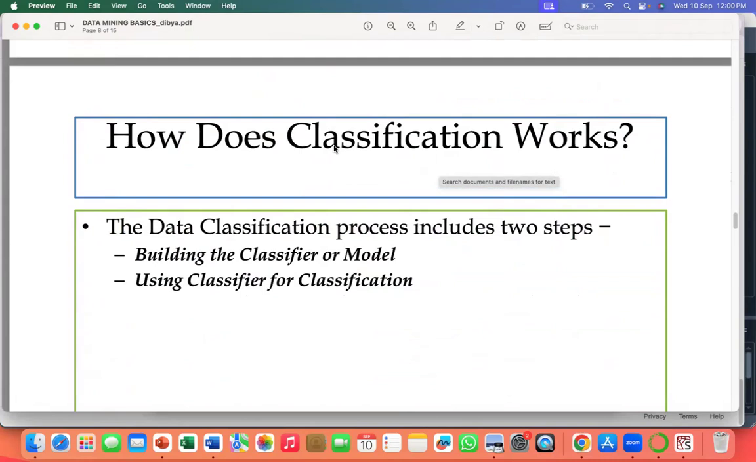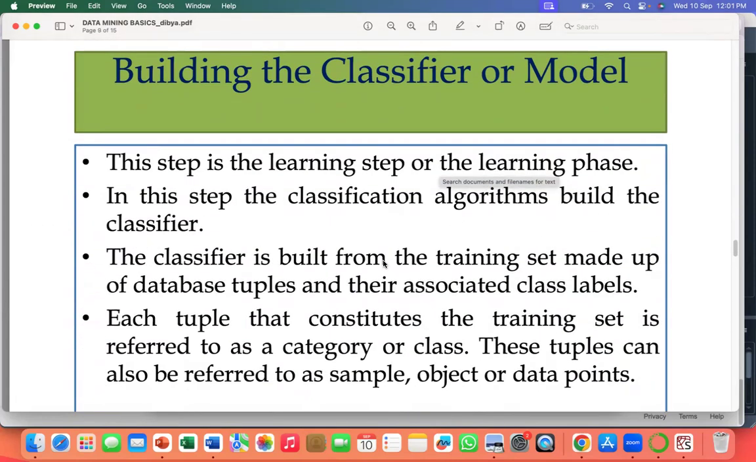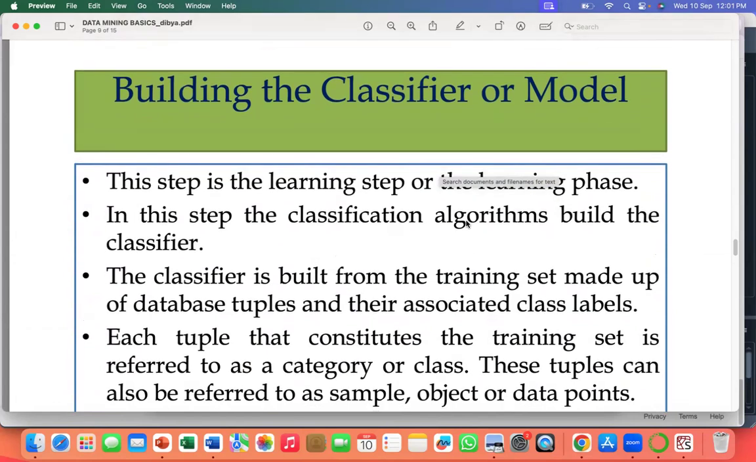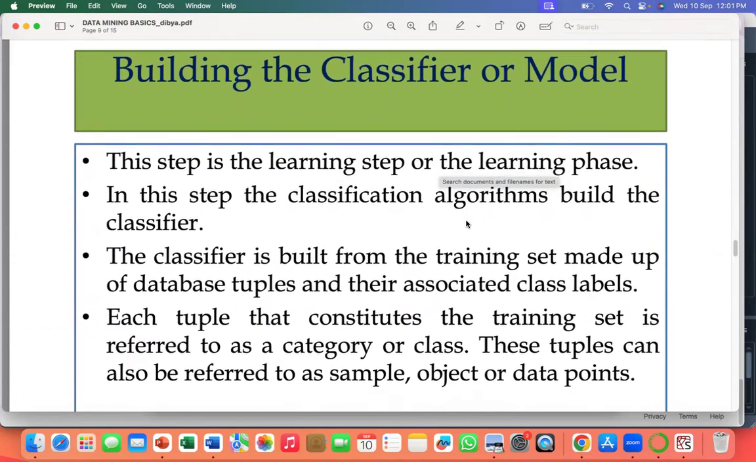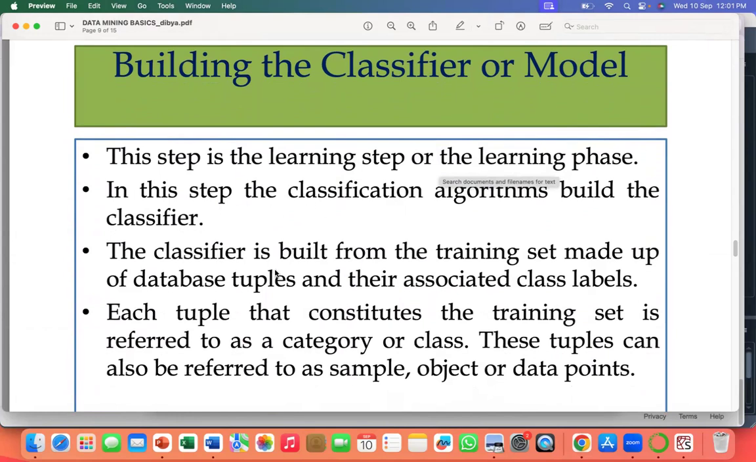The thing is, how does this classification work? Data classification is a process that includes two main steps. First, you have to build a classifier, that is, if trained, known as a model, and then use the classifier for classification. So first we have to build the classifier. Then the next step will be, of course, to use this classifier for classification. So the first step is the building of the classifier or model, and this step is the learning step, or you can call it the learning phase.